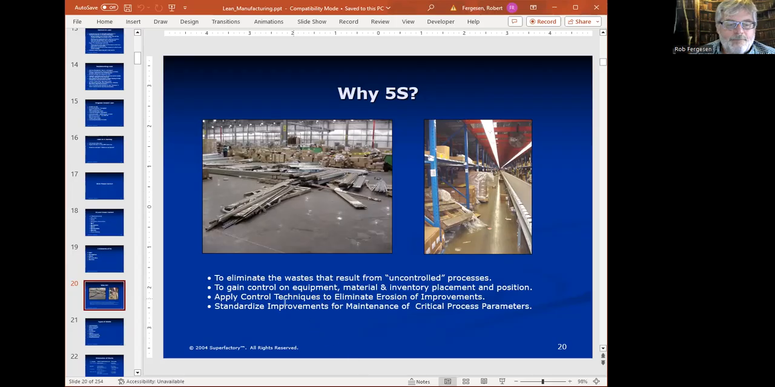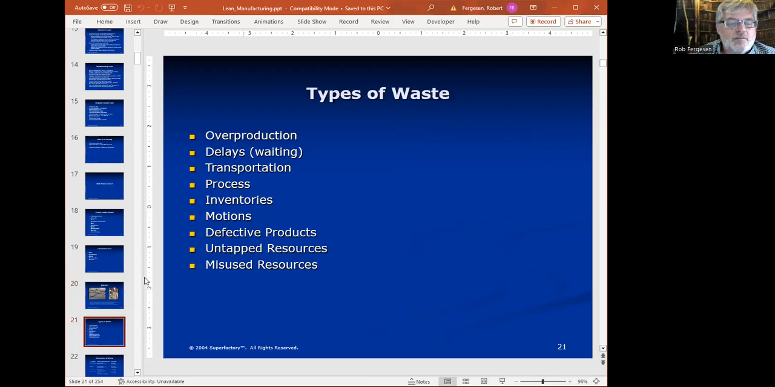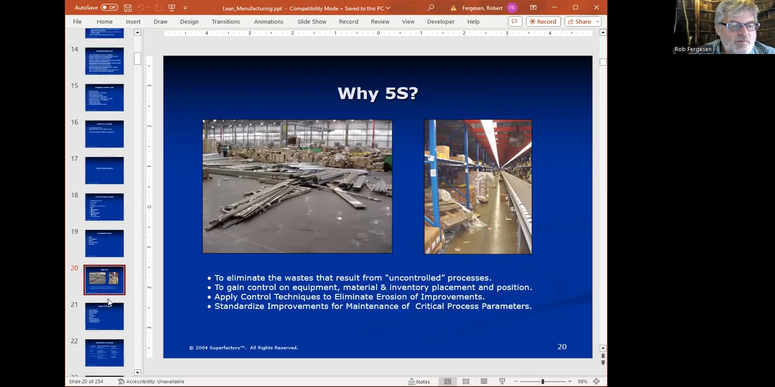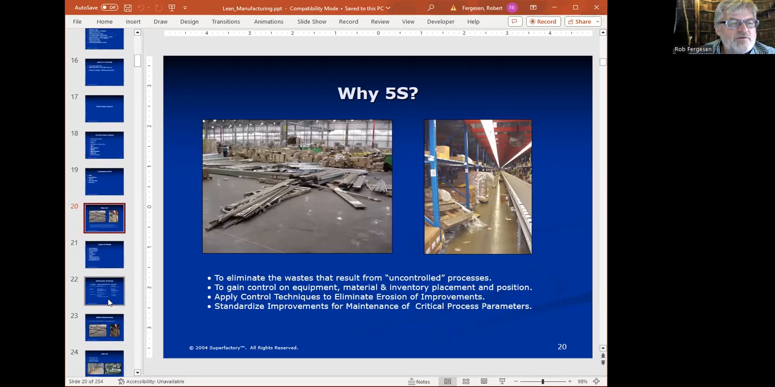So that's why we do 5S. And I thought we had a picture of a nice 5S setup here.